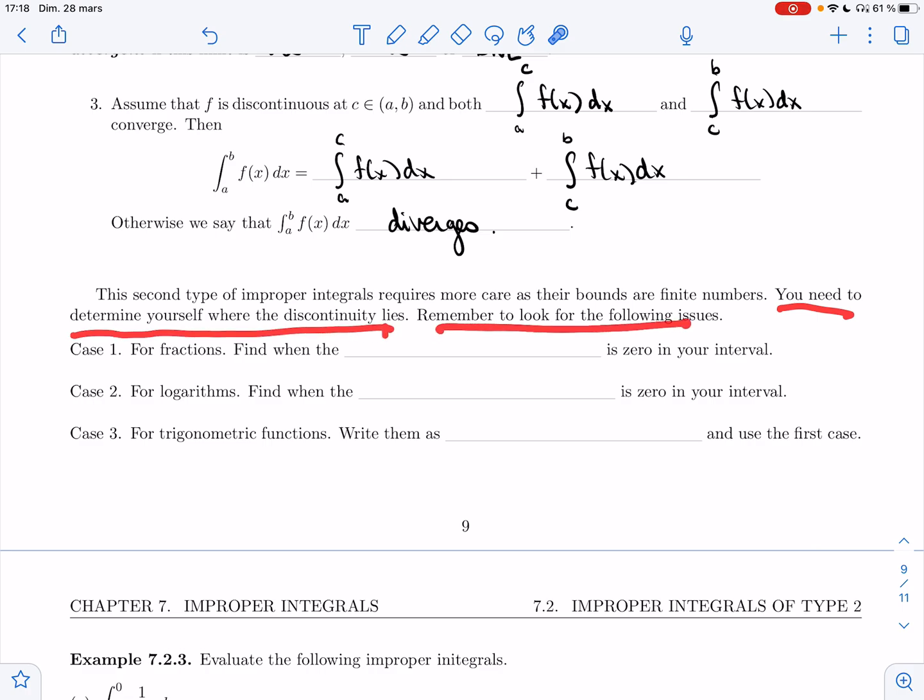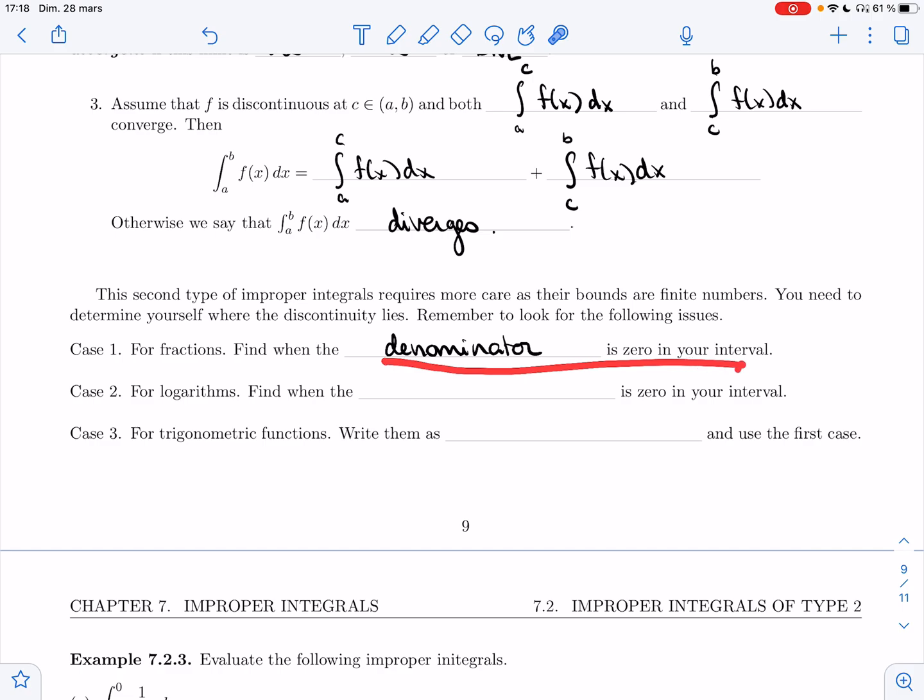All right, so remember to look for the following issues. If you have a fraction, find when the denominator is 0 in your interval. All right, so every time you have a domain issue, like you're dividing by 0, then you might have an asymptote. You might have a discontinuity. Case number 2, for logarithms, find when the interior of the log is 0 in your interval. Again, log of 0 doesn't make any sense. If your interior is 0, then you have an issue there.